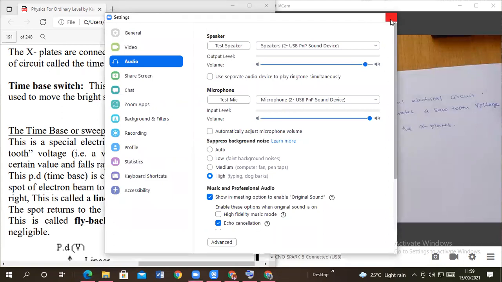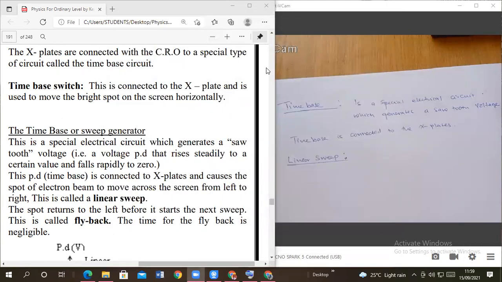This is when the time base is connected to the X plates and causes a spot to move from left to right. What do you understand by the term linear sweep?